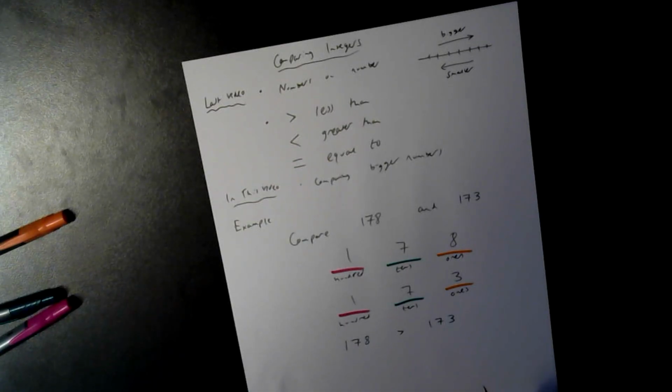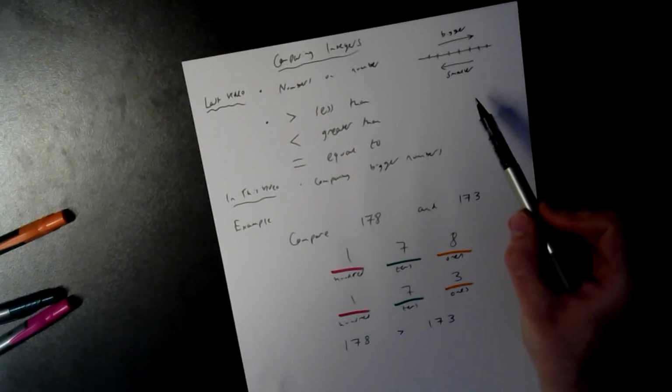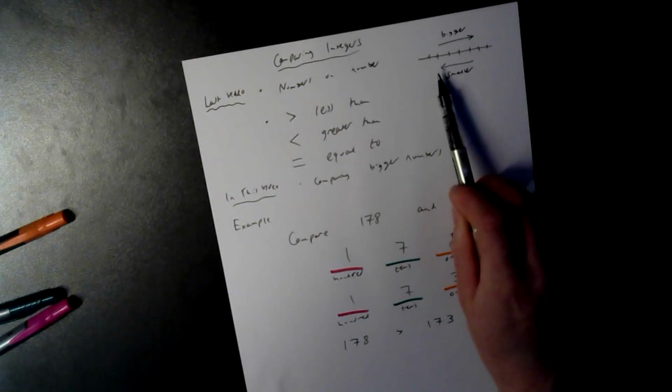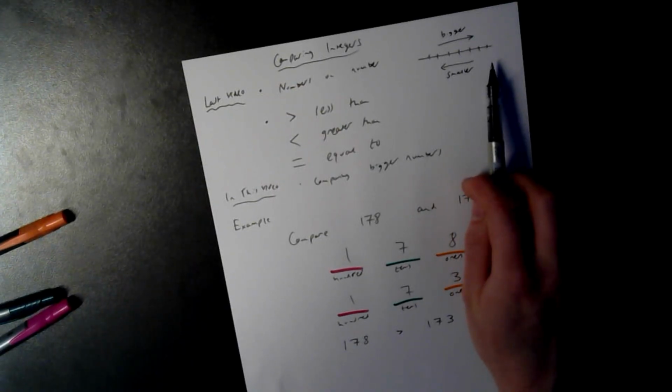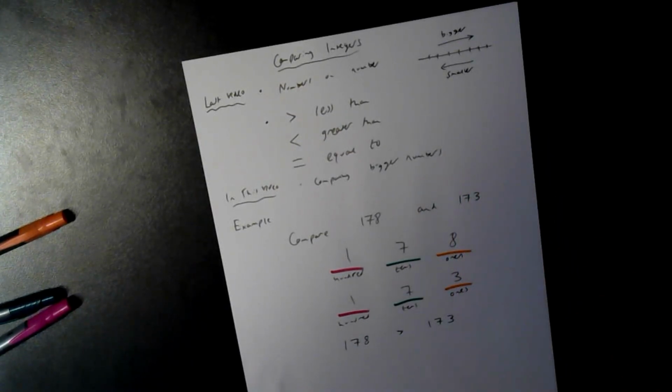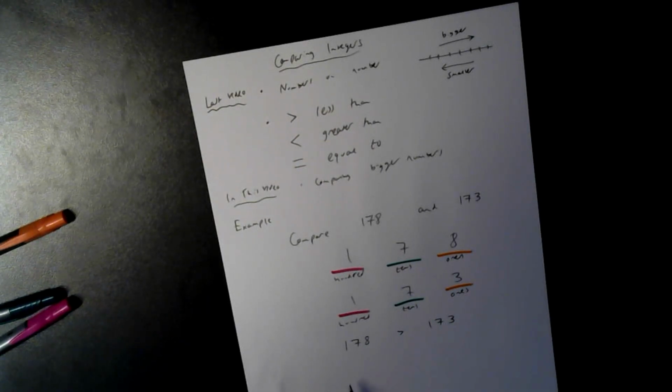And this method is quite nice because it gives us an alternative to writing down the number line. We could do just as we did last time. We could draw a number line, mark on 173, mark on 178, and see that 178 is bigger. But this technique of just writing them one above the other is a bit nicer and quicker.